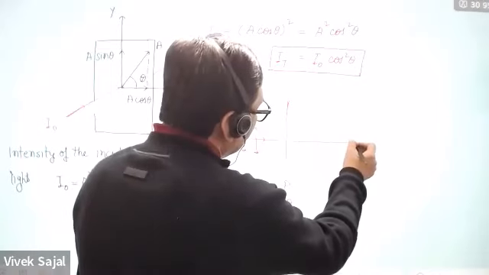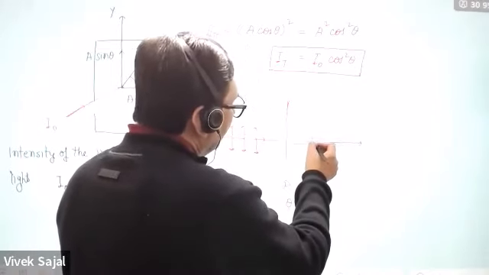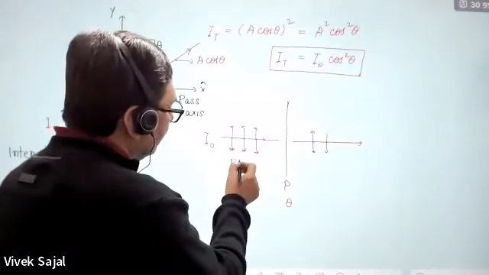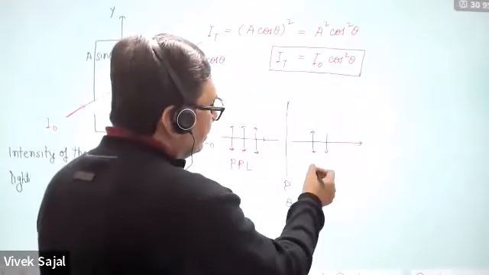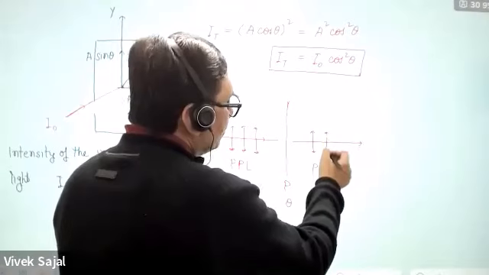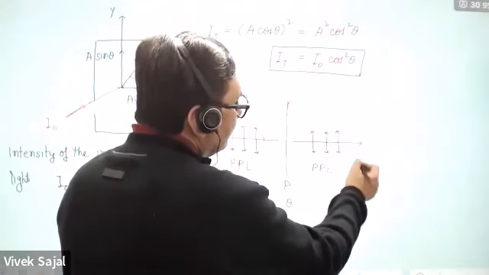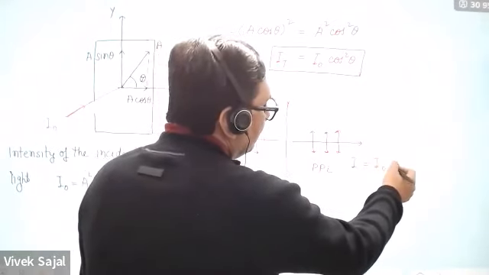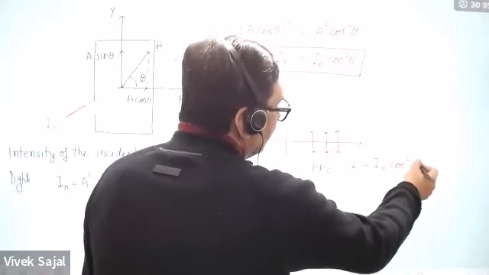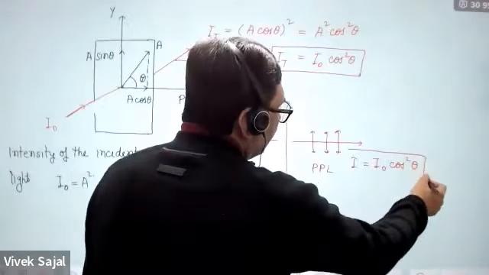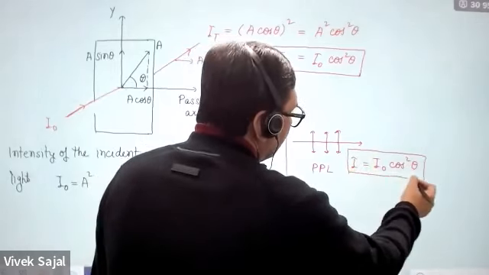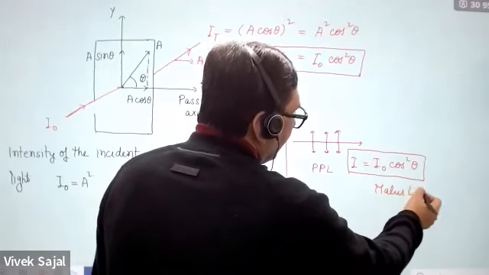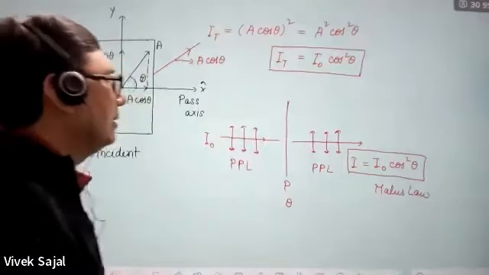What you are going to get here? Here you will have plane polarized light. This will also be plane polarized light. Passing through this polarizer, its intensity will be changed. Its intensity here will be I. I will be equal to I naught cos square theta. And this is known as Malus law.